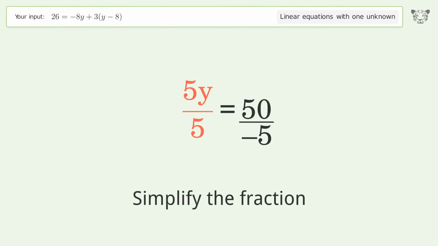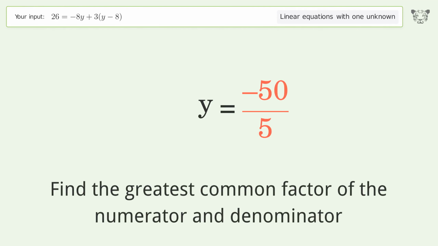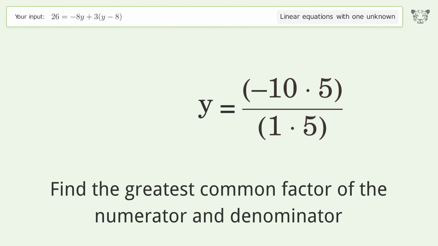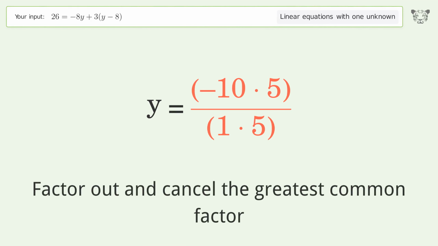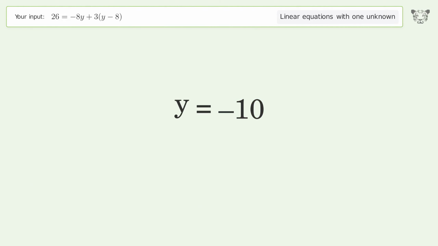Simplify the fraction. Move the negative sign from the denominator to the numerator. Find the greatest common factor of the numerator and denominator. Factor out and cancel the greatest common factor. And so the final result is y equals -10.